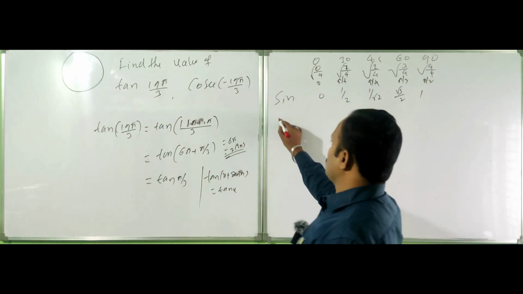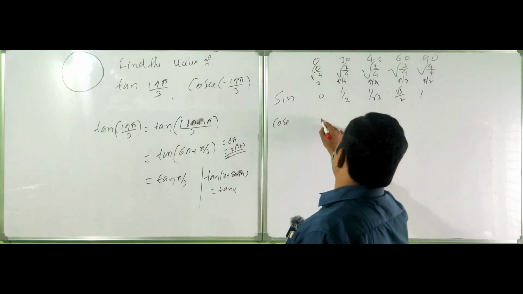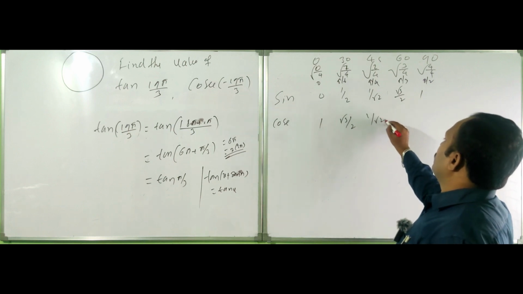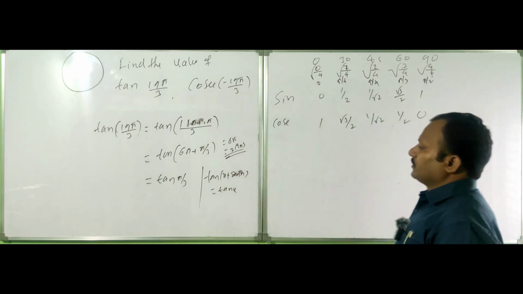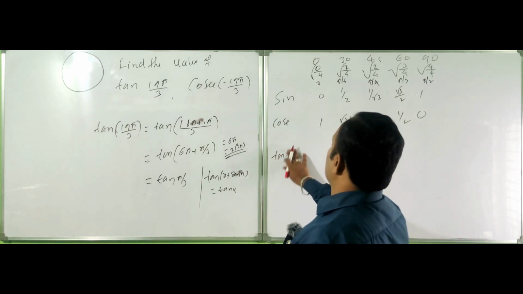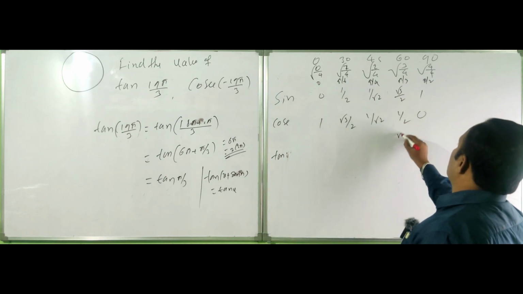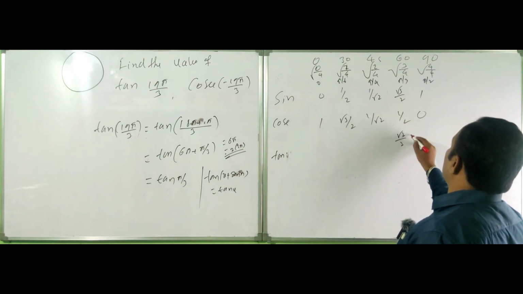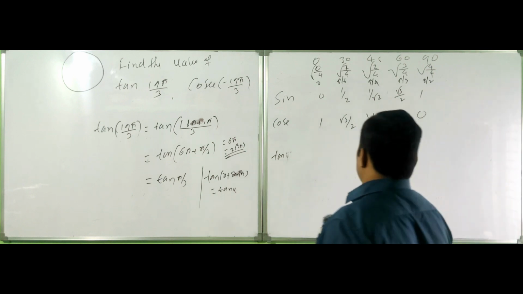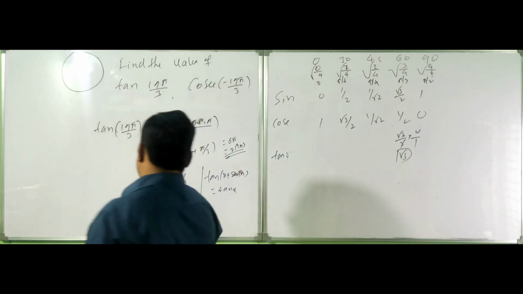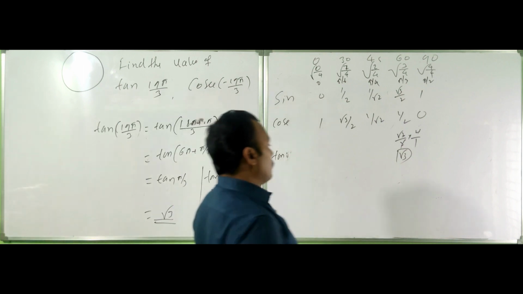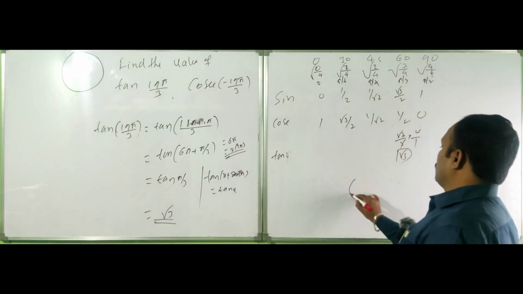Then the values for cos are 1, root 3 by 2, 1 by root 2, 1 by 2, 0. So what is tan pi by 3? Tan pi by 3 means root 3 by 2 into 2 by 1. The 2s get cancelled, so tan pi by 3 is root 3.